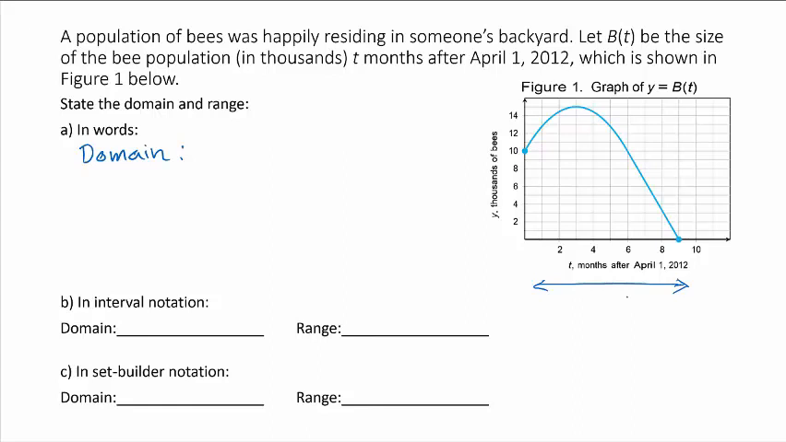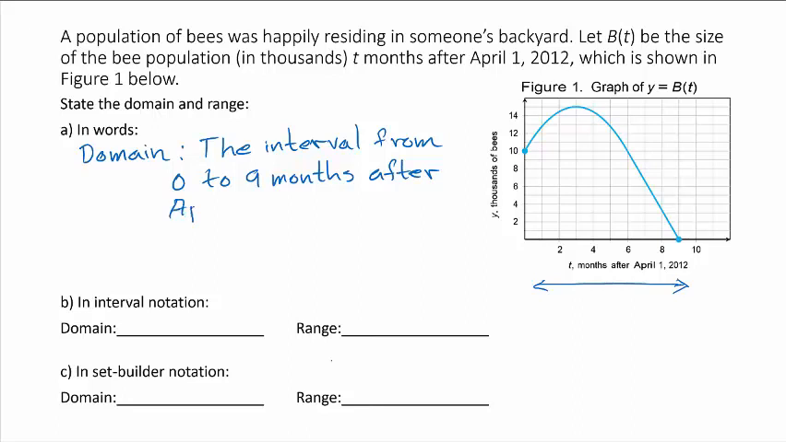So how do we want to state that in words? Well, it represents a number of months after April 1st. So the domain would be the interval from 0 to 9 months after April 1st, 2012. And just out of curiosity, what would 9 months later be? With April, we've got May, June, July, August, September, October, November, December, January.